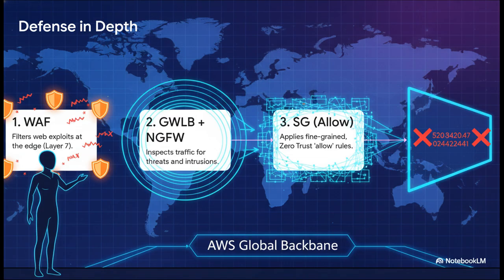Your security groups apply those super specific zero trust rules right on the instance. And finally, acting as your outermost wall, the network ACL is there to block known malicious IPs before they even get close. That is how you build a real digital fortress.